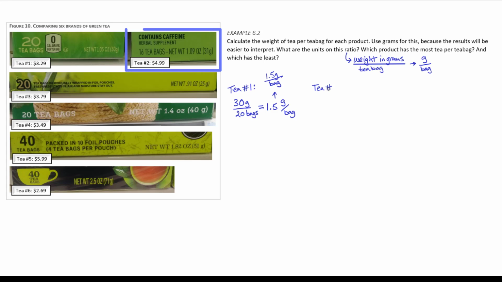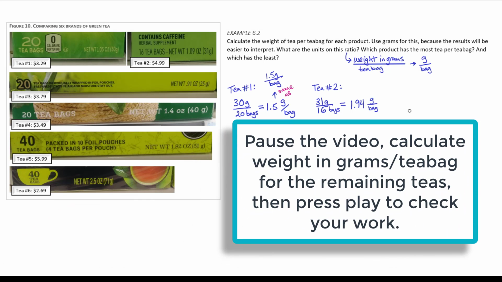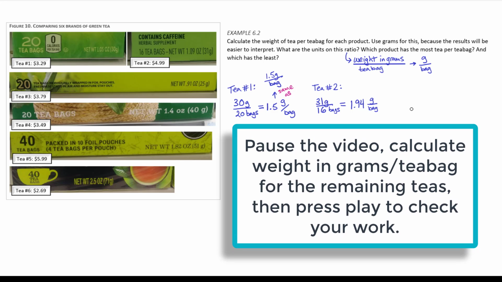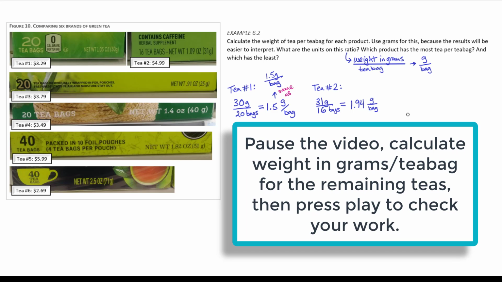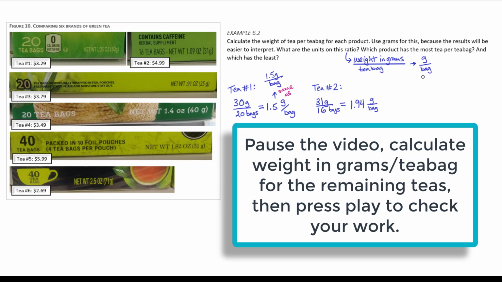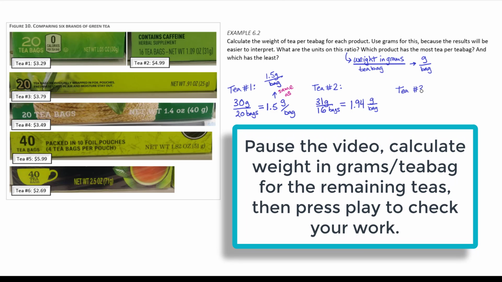How many grams of tea per bag is tea number 2 giving us? There we have 31 grams divided by 16 bags, and that is 1.94 grams per bag. So now that you've seen 2 examples, go ahead and pause the video if you would, please. Work out the remaining 4 ratios and then press play and see if you got the same as me.